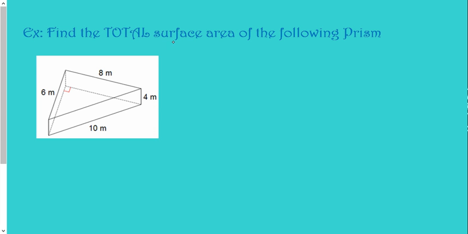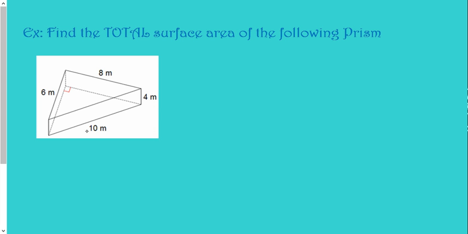Find the total surface area of the following prism. So for this shape, we can go about it 2 different ways. We can find the lateral area, then find the base area and add those all together, or you can find the total area of each of these sides. We're going to do it both ways so you can see how it works.